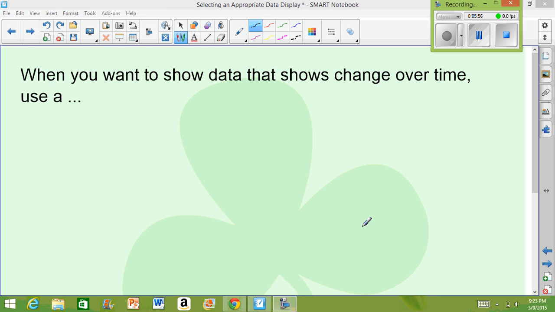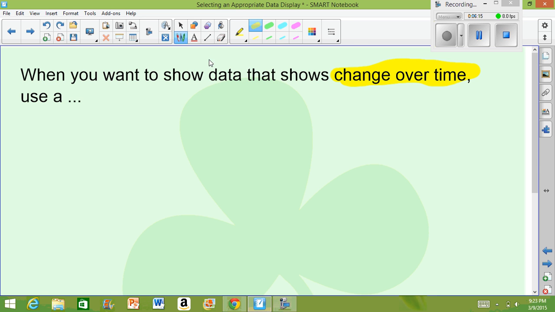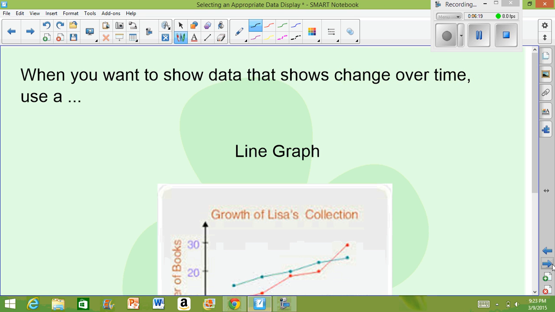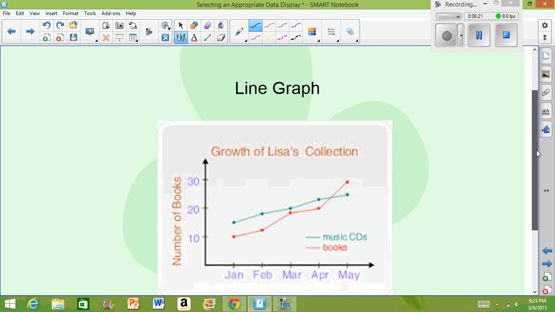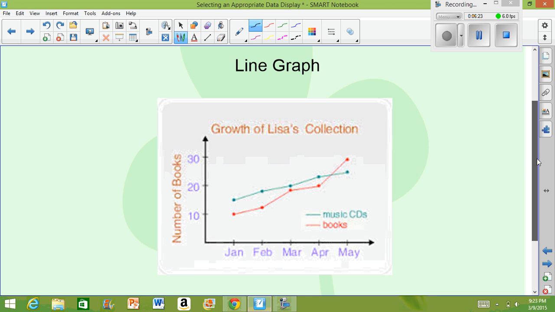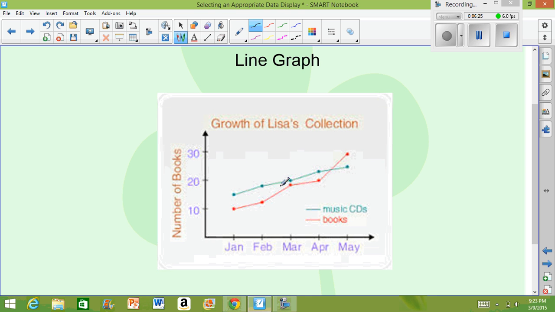Our next type of graph that we're going to look at is when we want to show data that changes over time. So the change over time is our key word. Time could be minutes, seconds, hours, days, weeks, months, years, any amount of time. That means we are going to be using a line graph to show that information. Line graphs always show change over time.